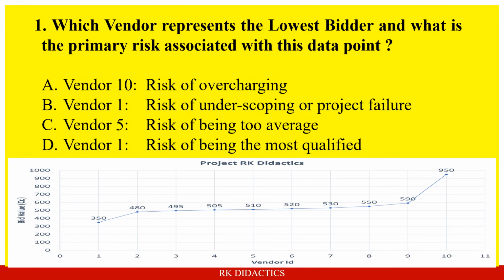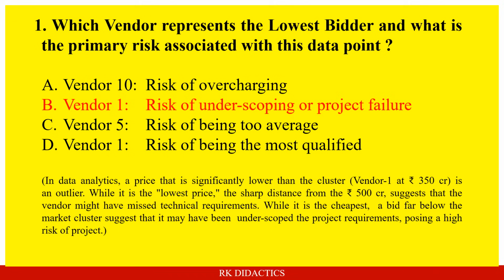So the answer is vendor 1 is the lowest bidder, and the risk is risk of underscoping or project failure. In data analytics, a price that is significantly lower than the cluster, here vendor 2 to vendor 9, around 480 to 590 crore, but vendor 1 is rupees 350 crore, so it is an outlier. Though it is the lowest price, the sharp distance from the rupees 500 crore, that is our fair market value, suggests that the vendor might have missed technical requirements.